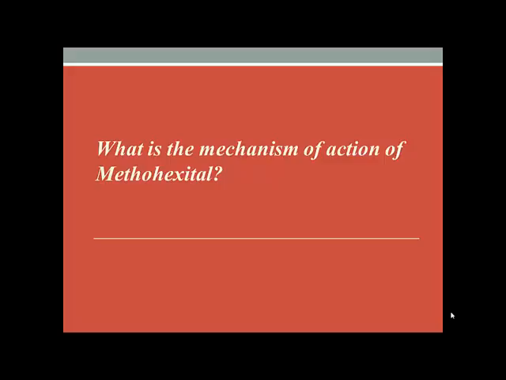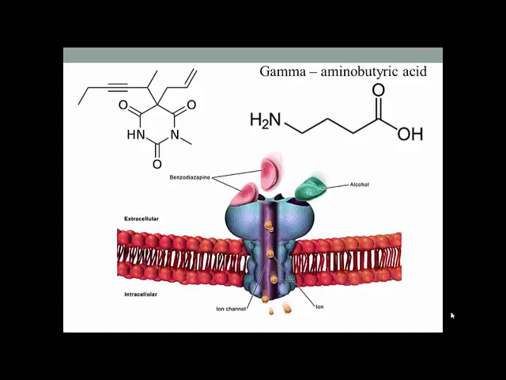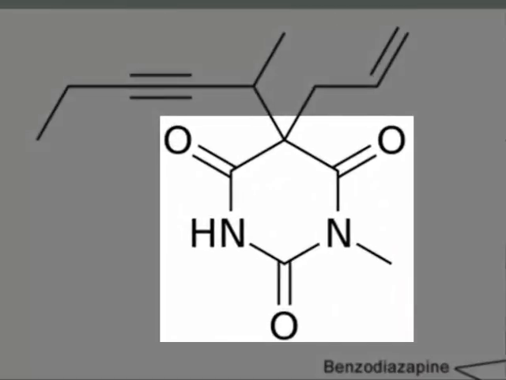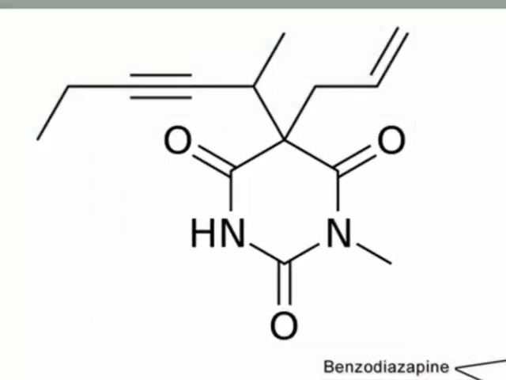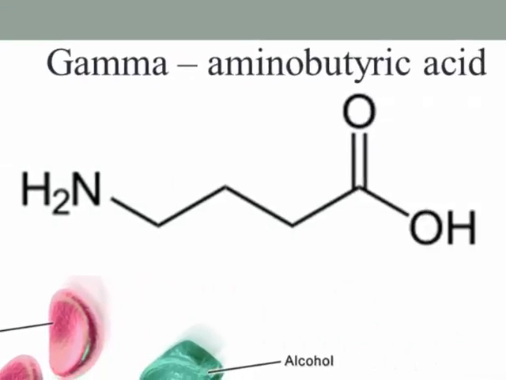So we know that methohexital acts as an anesthetic, but how does it act? Let's just see the structure of methohexital. This is a barbituric acid, and this is the methohexital structure. I'm not going deep into the medicinal chemistry right now, I'm just talking about pharmacology. This is gamma aminobutyric acid, which plays a very vital role here.